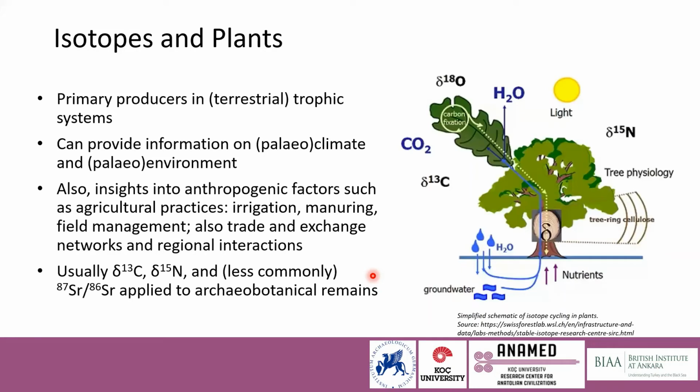So as mentioned, the plants. These are the prime producers in trophic systems, and as I've talked about, we can look at paleoclimate and paleoenvironment with plants, and also anthropogenic factors such as agricultural practices. This includes things like irrigation, manuring, field management, and also trade and exchange networks and regional interactions. With plants, the most common isotopic ratios applied are delta carbon 13 and delta nitrogen 15, but there have also been some applications of strontium to archaeobotanical remains to examine the movement of plants.